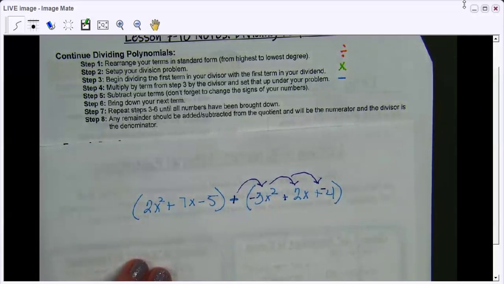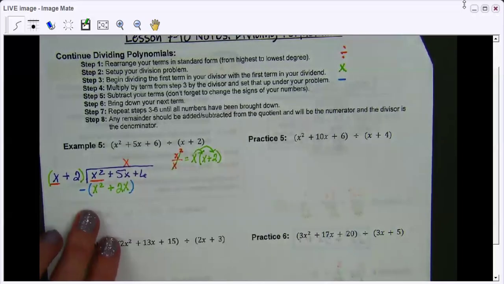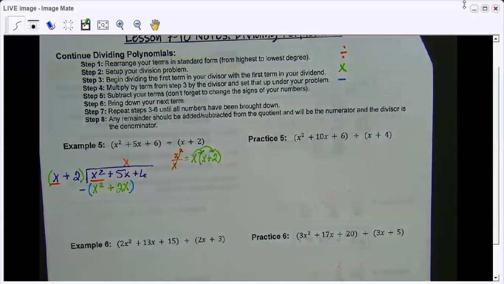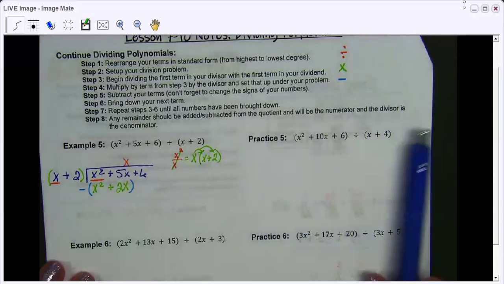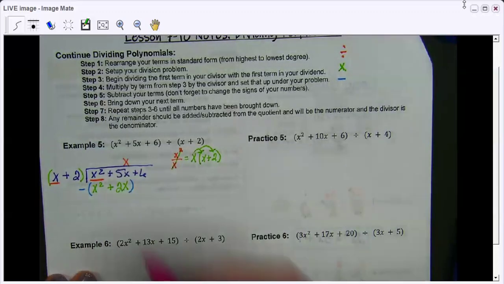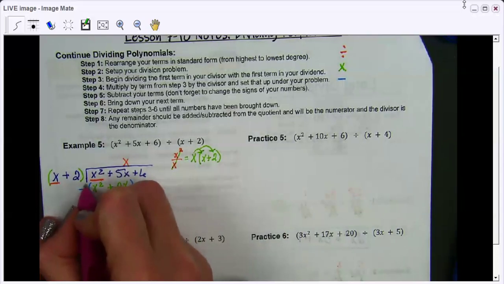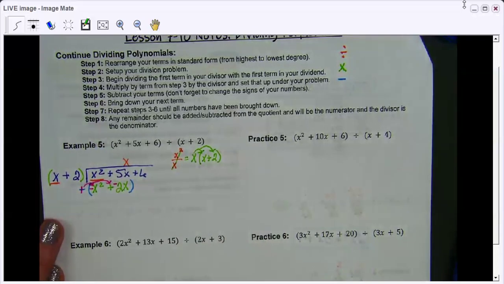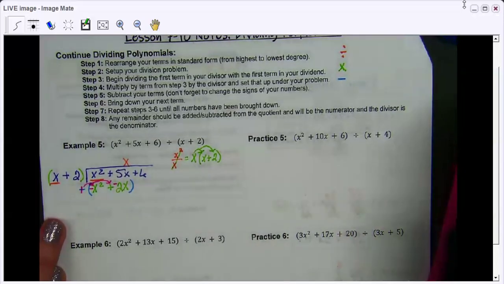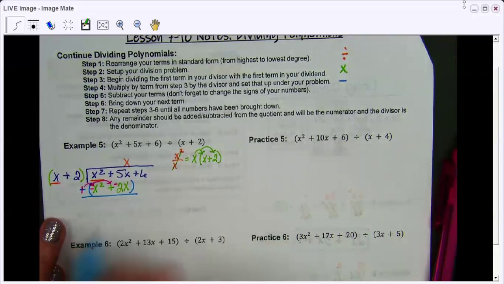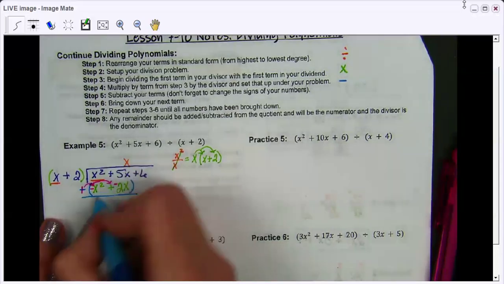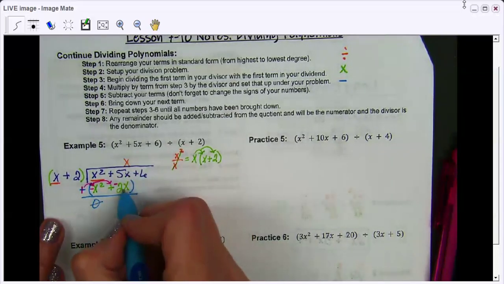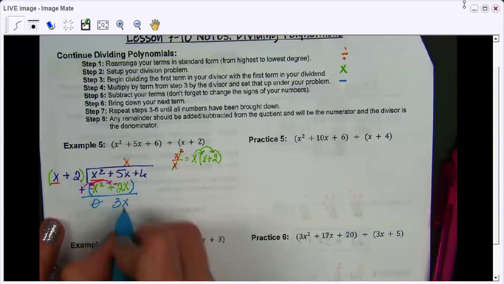You guys remember that? That is what you're doing here, except we've stacked it instead of written it out horizontally. We're taking this negative and distributing it to each term. That means we're changing all of the signs so that we can subtract correctly. So we have x squared minus x squared is 0. 5x minus 2x is 3x. And we just subtracted.